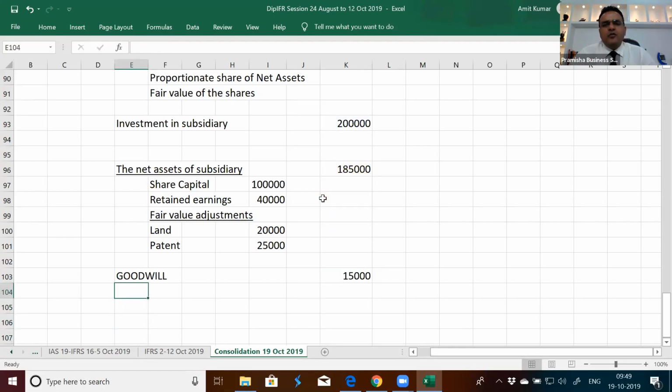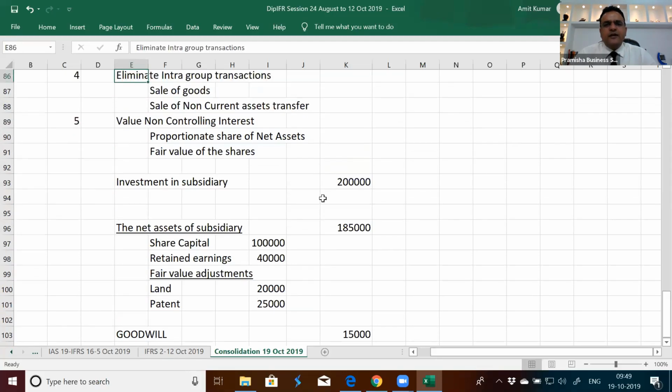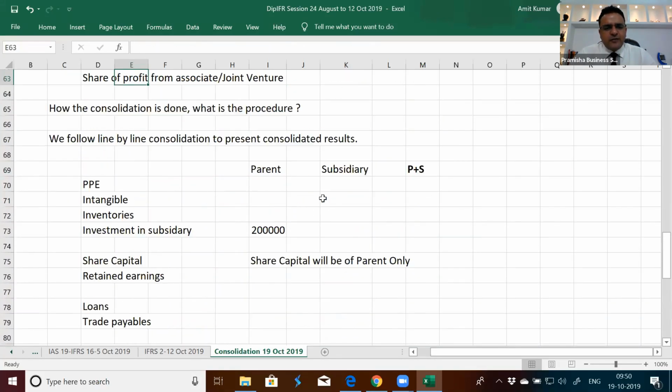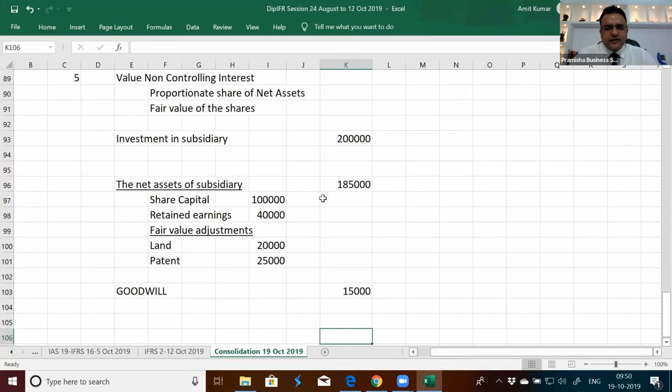Goodwill is any amount paid over and above the fair value of net assets of the subsidiary, which comes into the books. Going by the concept that an asset of one entity and a liability of another gets cancelled on consolidation: in the parent's books there is a line item known as investment in subsidiary. In the subsidiary's books, it is indirectly the share capital of parent, retained earnings. These are the line items. In the subsidiary's books, it is share capital of subsidiary, retained earnings on date of acquisition, and any fair value adjustment. These are the line items on the subsidiary's book side.